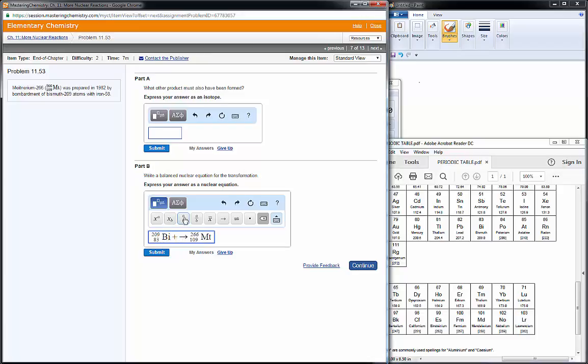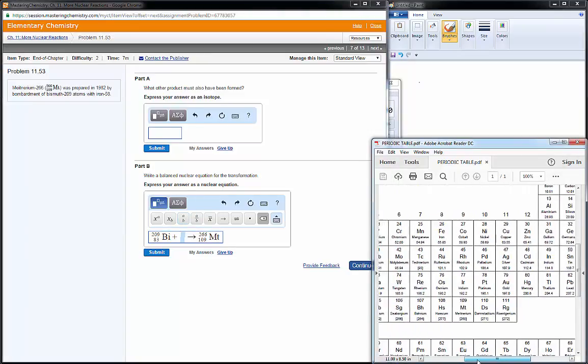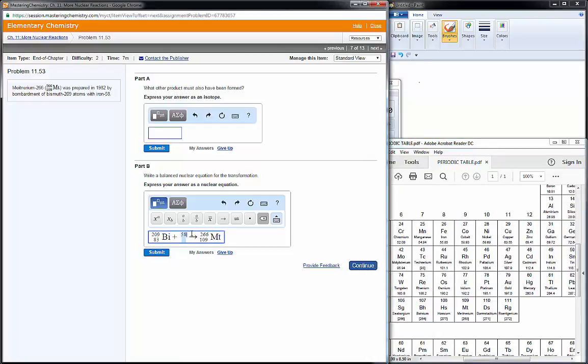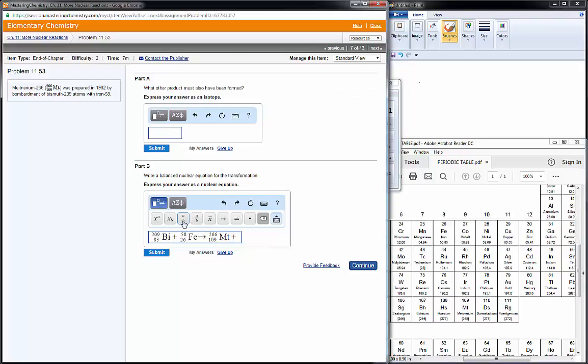And iron 58. There's iron, element 26. Now it does say there was another product formed. We can do the math. 209 plus 58 gives me 267. If I got my nerium 266, then I've got a mass of 1 unaccounted for. I better include that.